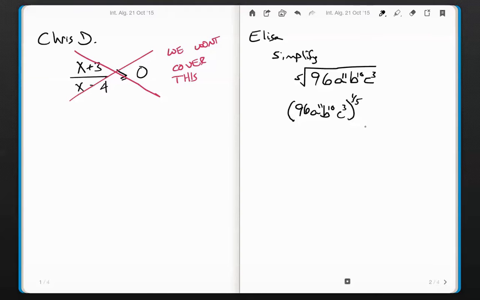Right? And so what do I do with that? I split this up into several parts. Now, some of you may know that there's a better, more efficient way to do it, but I'm going to do it the long way. I'm going to write it as 96 to the 1/5, and then a to the 11th to the 1/5, and b to the 10th to the 1/5, and finally c cubed to the 1/5. All right. Well, what can we do here? The only real good news we've got is that this is going to be pretty convenient here.